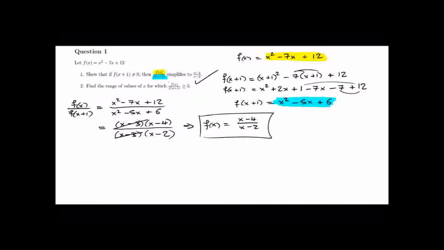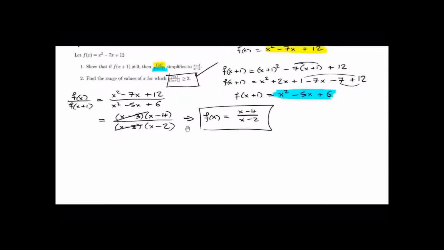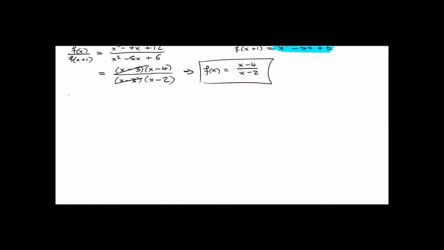Now in part 2 of the question, we're asked what is the range of values of x for which f of x over f of x plus 1 is greater than or equal to 3. So now let's have a look at that. So f of x divided by f of x plus 1 greater than or equal to 3 means that x minus 4 divided by x minus 2 is greater than or equal to 3. Sorry, that should be f of x divided by f of x plus 1, my apologies. So this part here, x minus 4 over x minus 2, needs to be greater than or equal to 3.